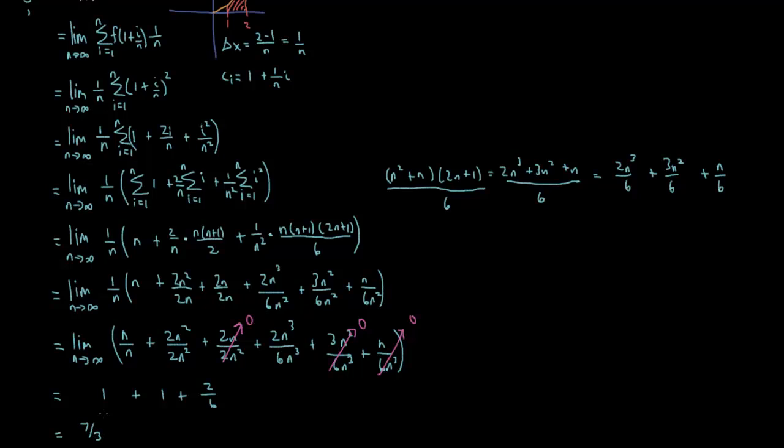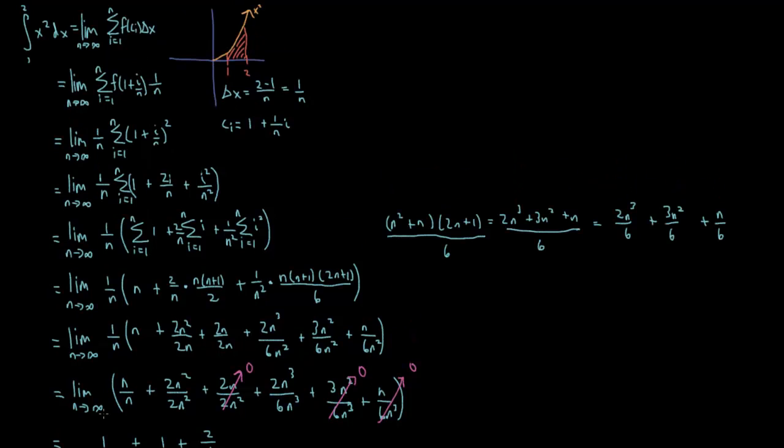Now, let me check myself really fast using a calculator. And yes, the definite integral of x squared from 1 to 2 is 7 over 3. So going way back up here where we first started, that shaded portion there, area equals 7/3. Cool.